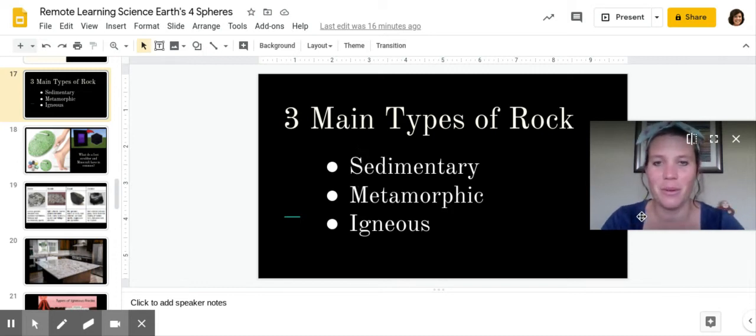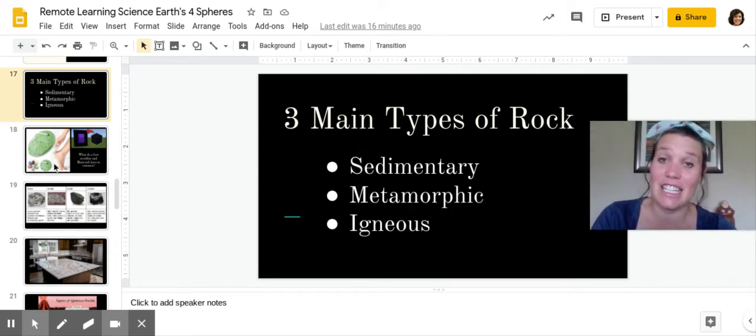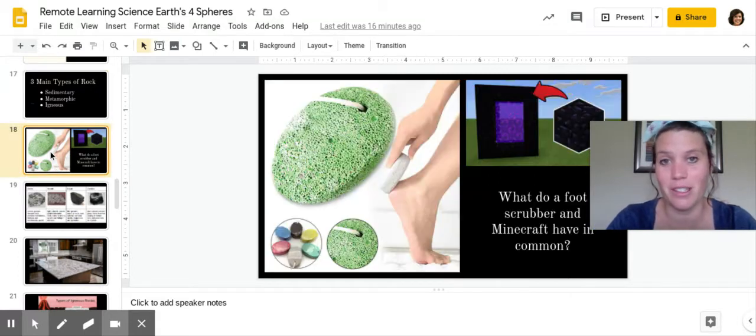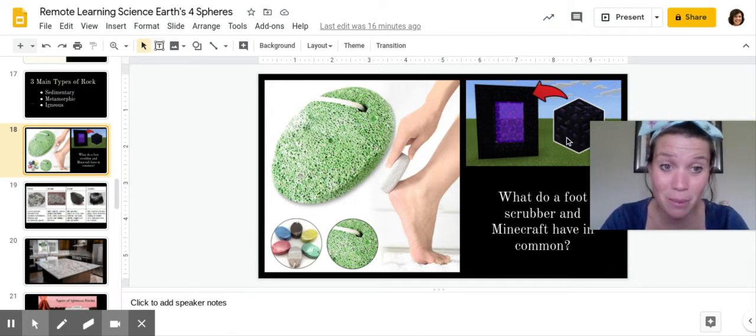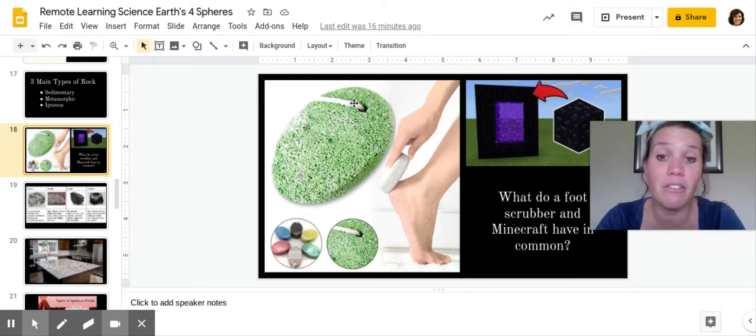The third type of rock we're going to discuss are igneous rocks. And I'm going to start with this question. What do a foot scraper and Minecraft have in common? If you said they were both erupted from a volcano, then you were right. Well, Minecraft wasn't erupted from a volcano, but this type of rock from Minecraft was. That's called obsidian. And this type of foot scraper right here is called pumice. Pumice and obsidian are examples of igneous rocks.